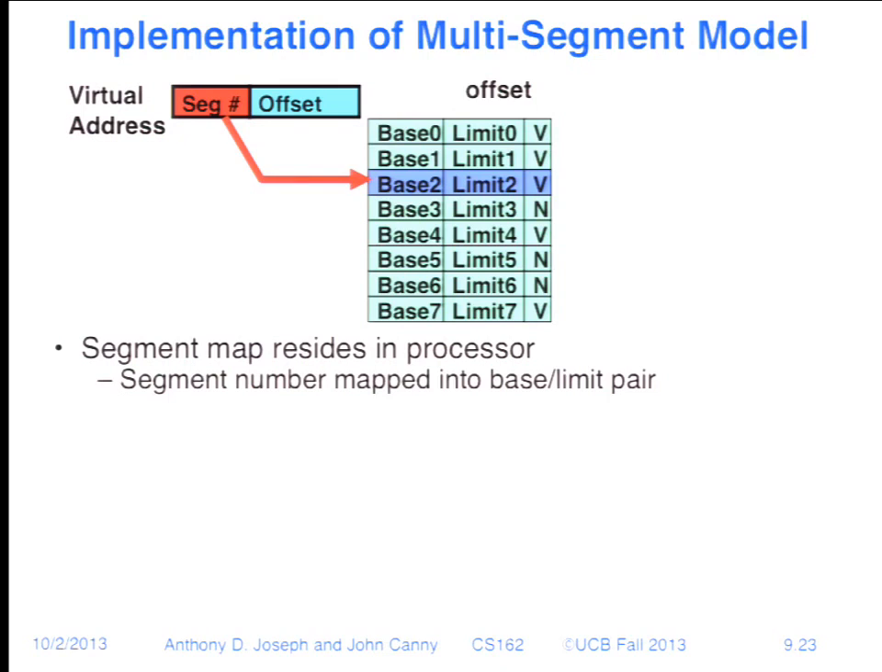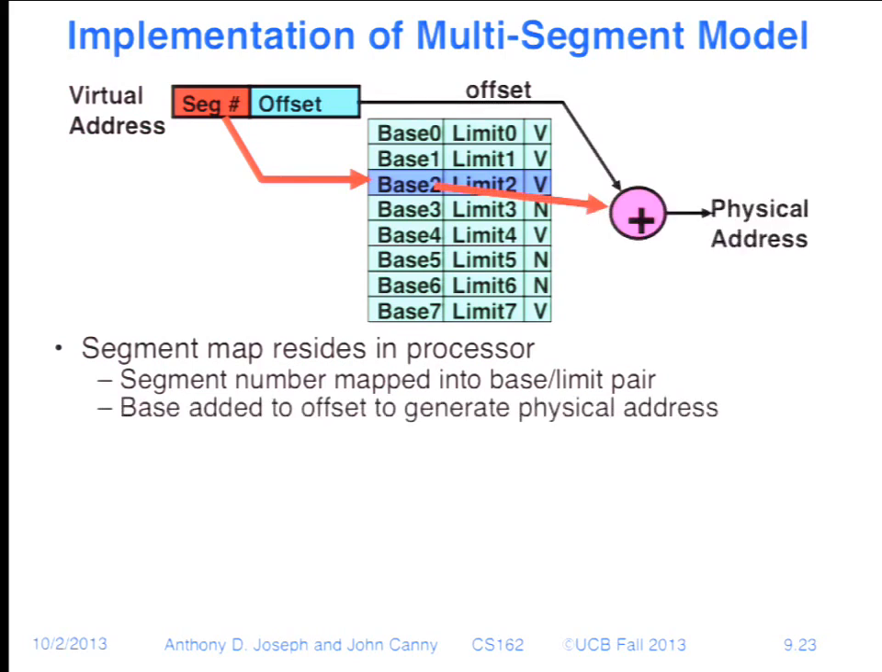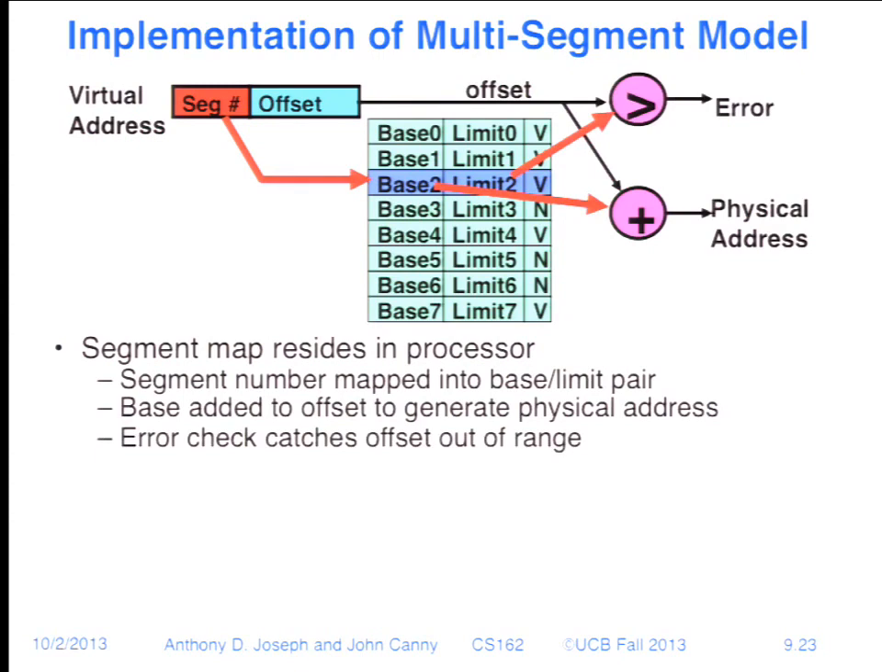So the segment number is mapped to this base and limit pair, as we saw before. The base now is the real physical address in memory at the start of that segment. And the offset specifies an actual address in the segment. So you add those together, and compare the offset against the limit from this table. The limit is specifying just how big the segment is. If your offset's bigger than that, it'll flag an error. Or if the offset's negative, it'll also flag an error. I guess we didn't talk about signed numbers, so it'll always be positive.